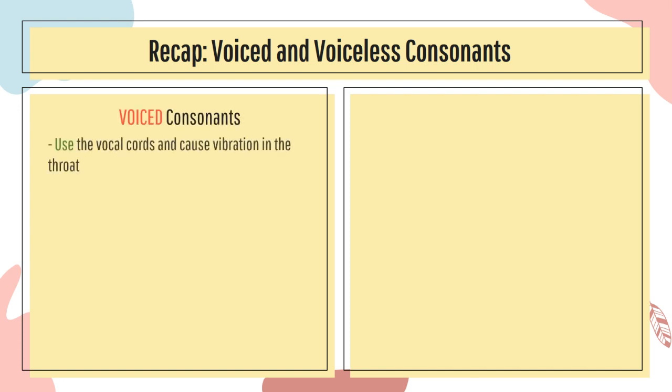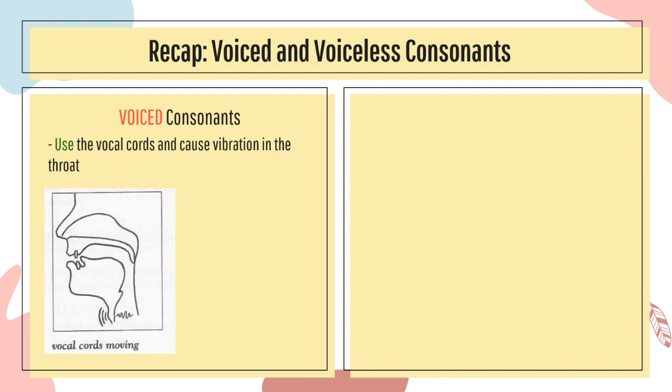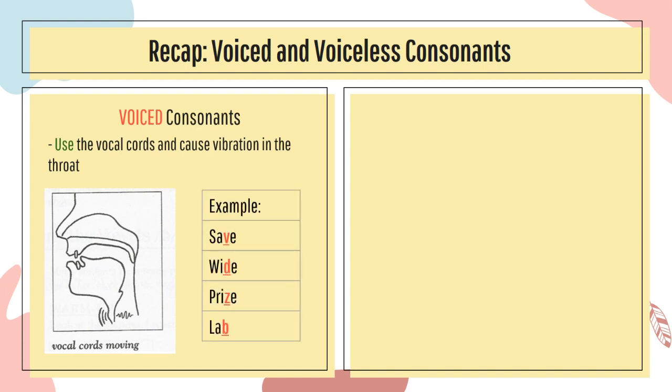For the first one, what is a voiced consonant? We use the vocal cords and there is vibration in the throat. Look at the picture. And we have examples like save, wide, prize, lab.